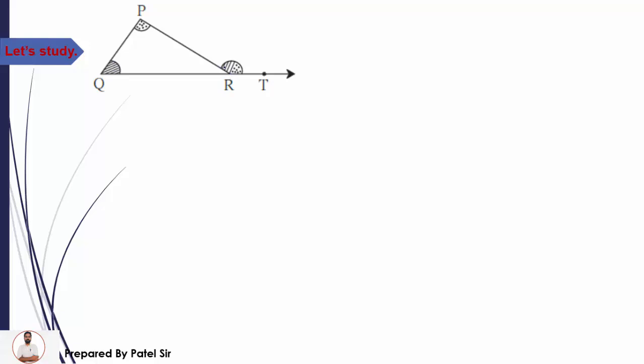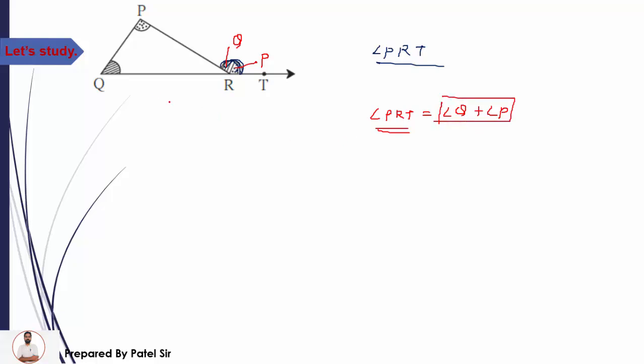But angle R, the exterior angle. The exterior angle here we have P, R and T. This one is the exterior angle. That means this part is an exterior angle. If you see, this exterior angle is the combination of these two, this one angle Q, and here is angle P. That means angle PRT is equal to, here it is given, angle Q plus angle P. That means for this PRT, this angle Q and P are the remote interior angles.